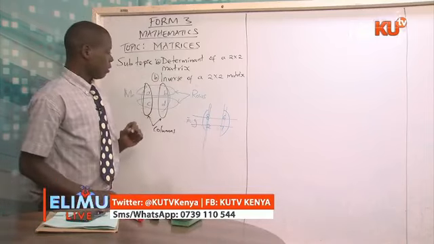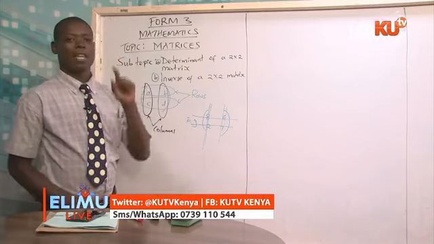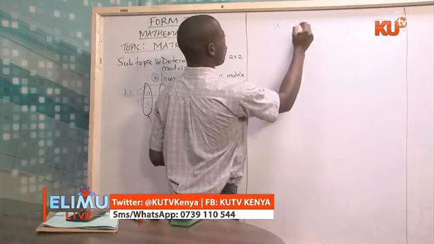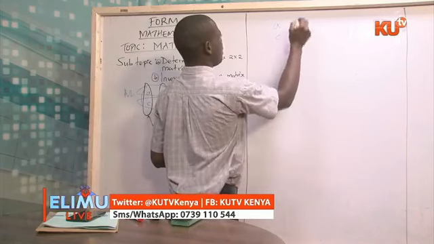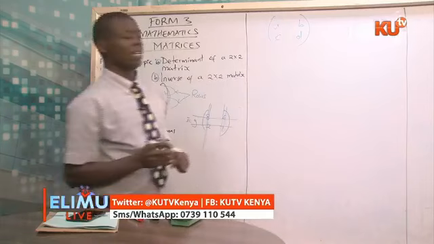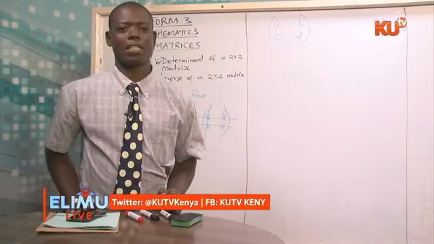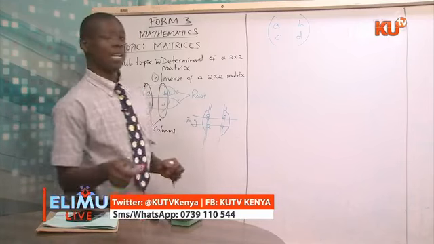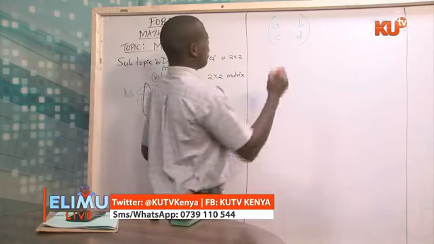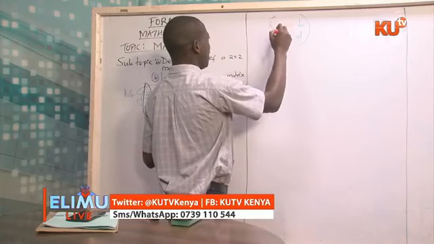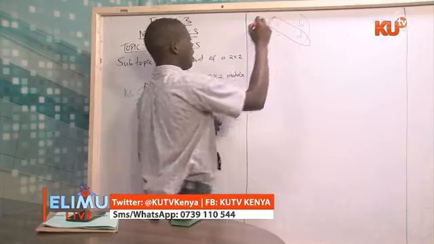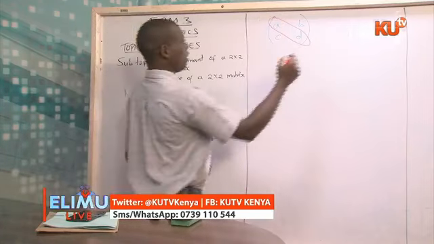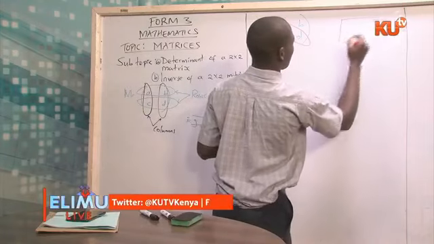Number 2, students will also need to understand that in a matrix, elements are believed to be in diagonals. So A, B, C, D, we can also explain the arrangement of elements in a matrix to be in diagonal form. What do we mean by diagonal arrangement?